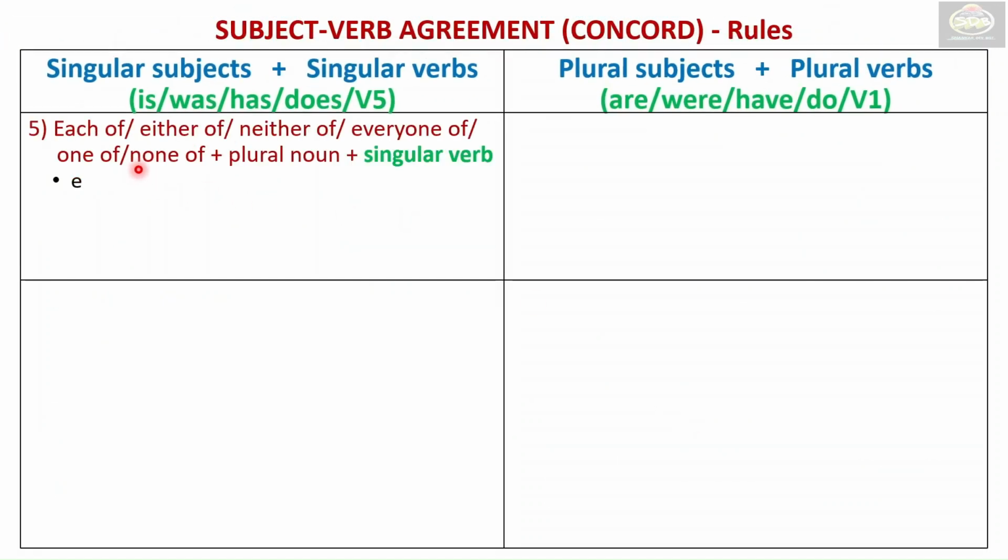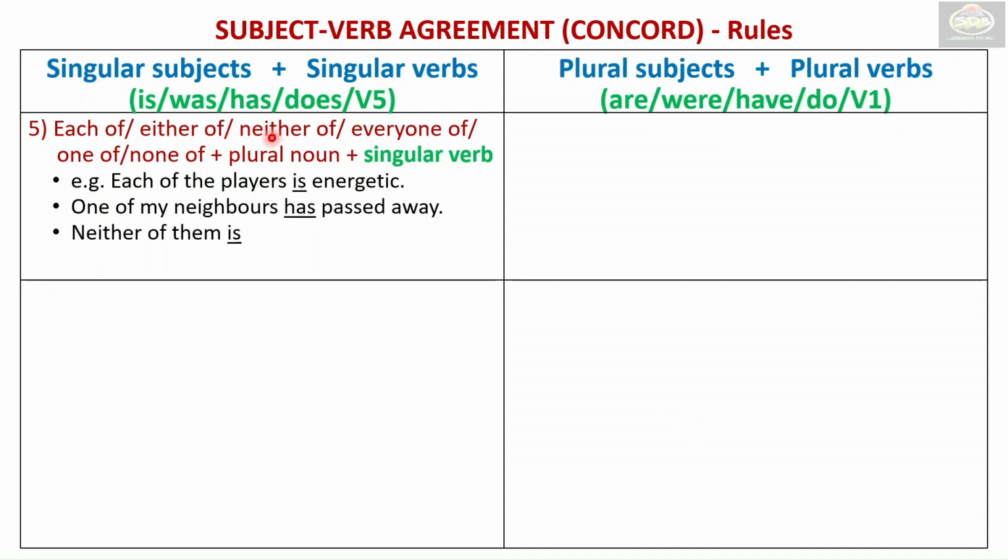Each of, either of, neither of or neither, everyone of, one of, none of plus a plural noun. The subject having this type of structure is regarded as a singular subject. Therefore, we have to use a singular verb. Example, each of the players. Each of the players is energetic.